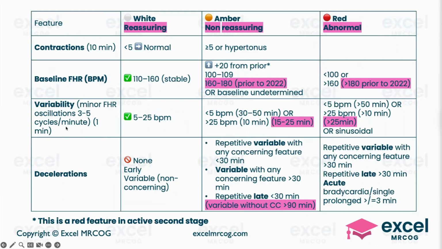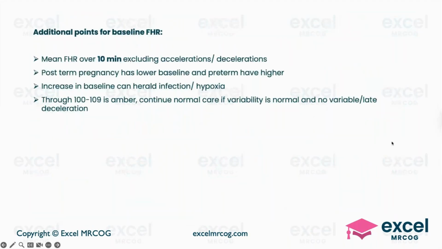If the variability is too high, that's neurologically not normal. If it lasts less than 10 minutes, I'm still putting it in amber, but it should go back down. The moment it is more than 10 minutes, I'm worried. Or sinusoidal. Does anybody know what sinusoidal is? I will show you a sinusoidal. What is sinusoidal?